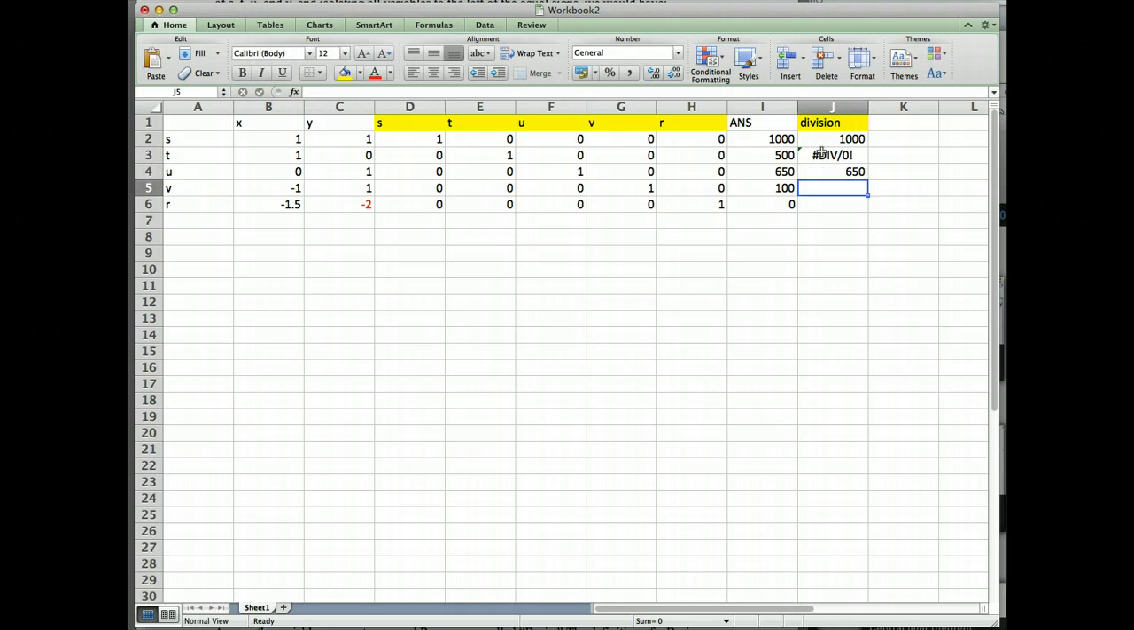650 divided by 1. I'm dividing the answer by that row. 100 divided by 1. And what you'll notice here is this is the smallest value right here. Okay? It does have to be positive, so if you wanted to do the last one, you could. 0 divided by -2 is 0, but it does have to be a positive number. I'm going to go ahead and dye that red as well. And I guess I'll dye this one blue, just to be consistent with the example you have.